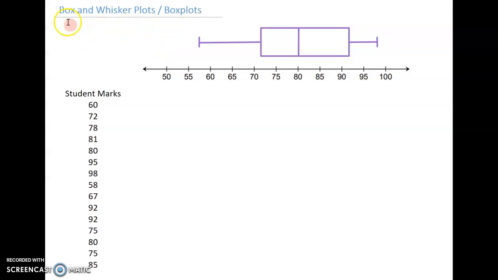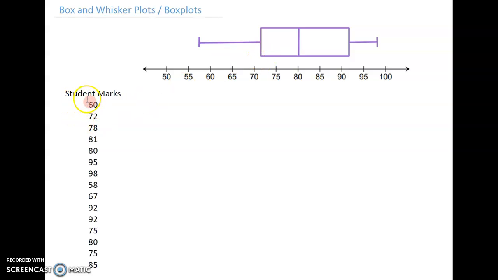Hello, today we're going to learn about box and whisker plots, or sometimes we call them box plots. What they are is a form of a graph which shows the data in a box and with what we call whiskers at the end of the box. So in this example, we're going to use student marks from a math class. Here's a series of 15 students' marks, and what we're going to do is convert this data into a box plot.